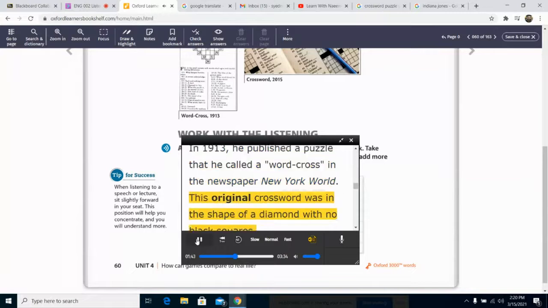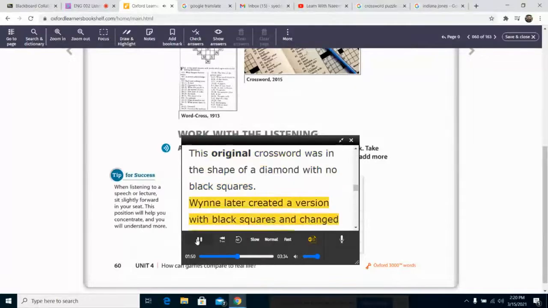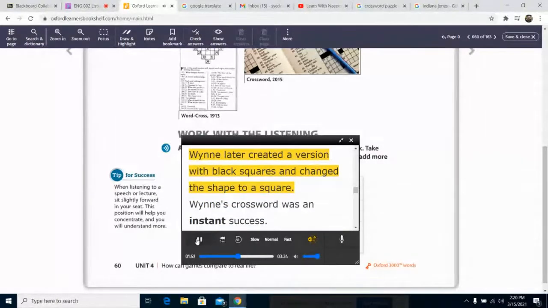In 1913, he published a puzzle that he called a word cross in the newspaper New York World. This original crossword was in the shape of a diamond with no black squares. Wynn later created a version with black squares and changed the shape to a square. Wynn's crossword was an instant success.